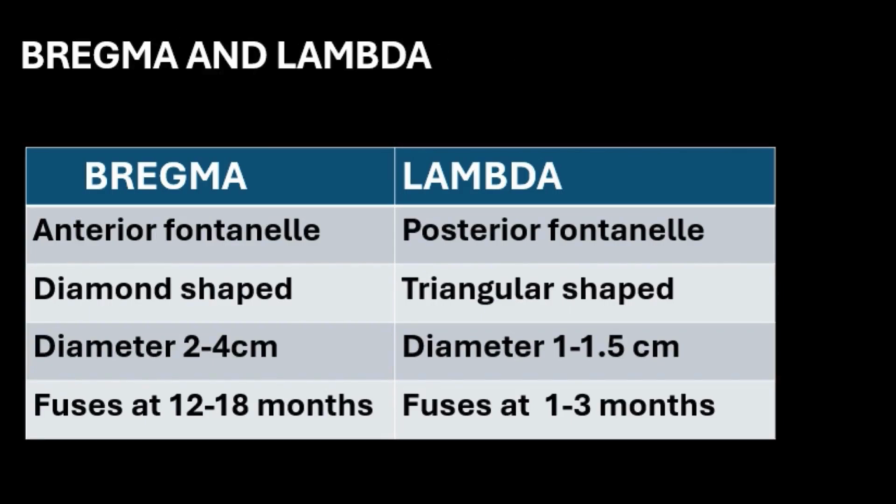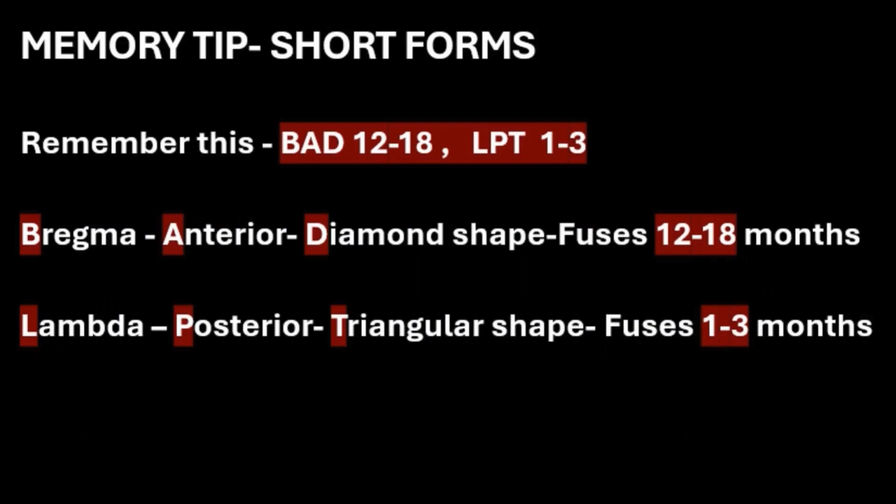Next topic is bregma and lambda. The anterior fontanelle is bregma. It is diamond shape, diameter 2 to 4, fuses at 12 to 18 months. Lambda is posterior fontanelle, triangular shape, diameter 1 to 1.5 and fuses at 1 to 3 months. So how will you connect this?